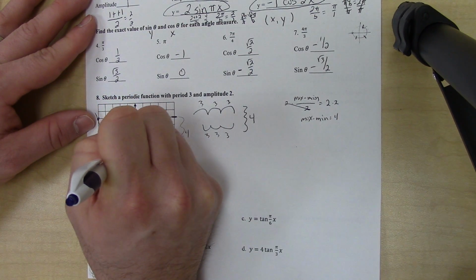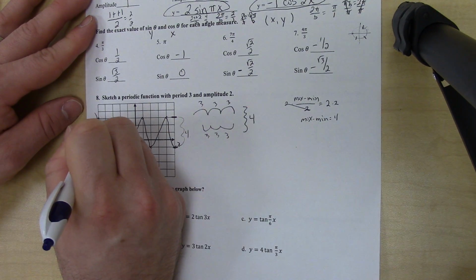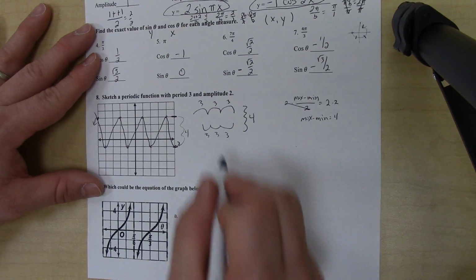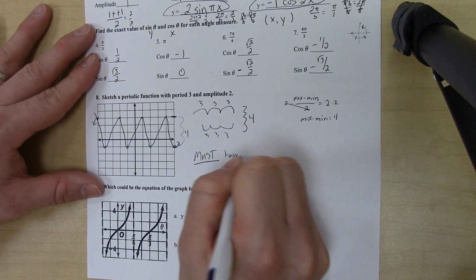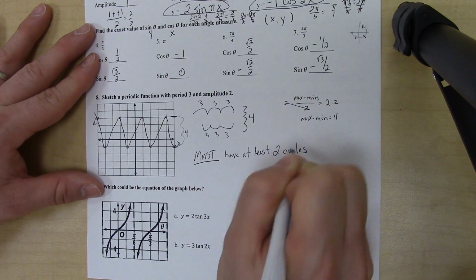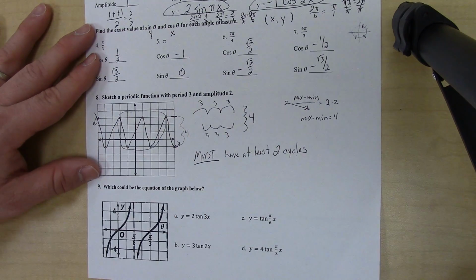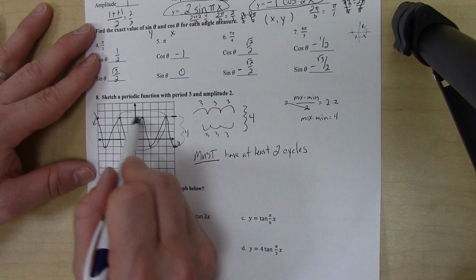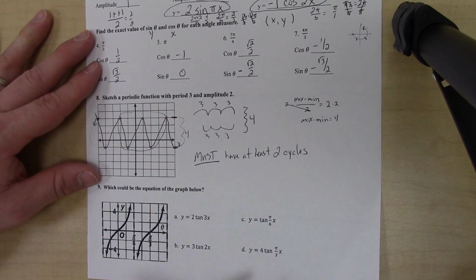I did not say that you have to make this a wave, so if you want to be creative and do something else, you have at it, okay? But you must have at least 2 cycles. So if you just drew that, that would be acceptable, okay? Or if you just drew that, but it should have 2 full cycles within it to get your full credit, okay?